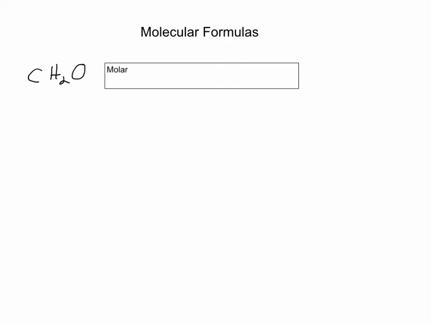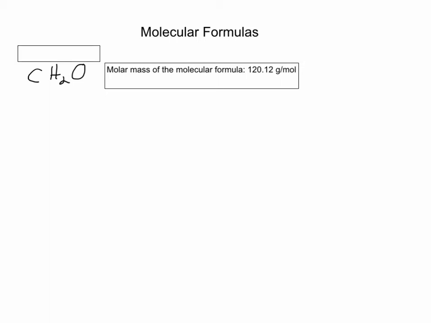For example, let's say we have the empirical formula CH2O. So here's an empirical formula, and I need to find the molecular formula. Well, there's another piece of information I need. I need the molecular formula's molar mass. There are a few techniques that can be used to find this, but I'm just going to give it to you. So the molar mass of the molecular formula, in this example, is going to be 120.12 grams per mole.